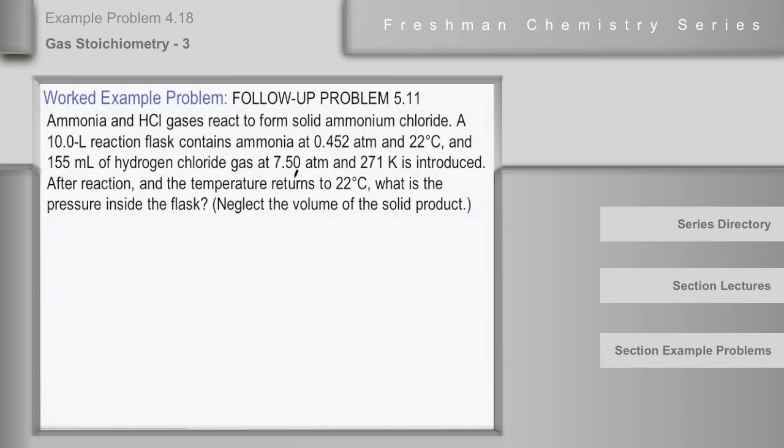This is a rather complicated problem having to do with the stoichiometry of gases. Ammonia and hydrogen chloride gases react to form solid ammonium chloride. A 10-liter reaction flask contains ammonia at 4.52 atmospheres and 22 degrees Celsius, and 155 milliliters of hydrogen chloride gas at 7.5 atmospheres and 271 Kelvin is introduced. After the reaction occurs and the temperature returns to 22 degrees Celsius, what's the pressure inside the flask?